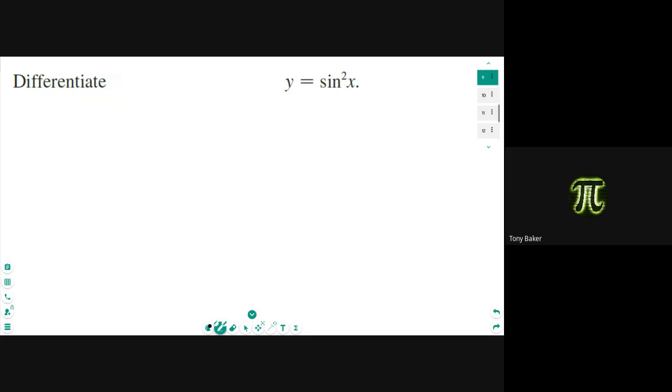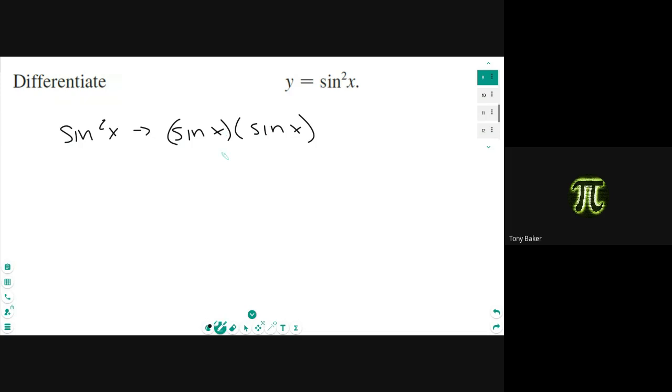All right. Based on what you know so far, this is one of the problems you actually can do, but you had to recognize one major thing. What's squared mean? There's two of them. So sine squared x is the same as sine of x times sine of x. Okay? That's important because now we have a product. So you have to use the product rule.